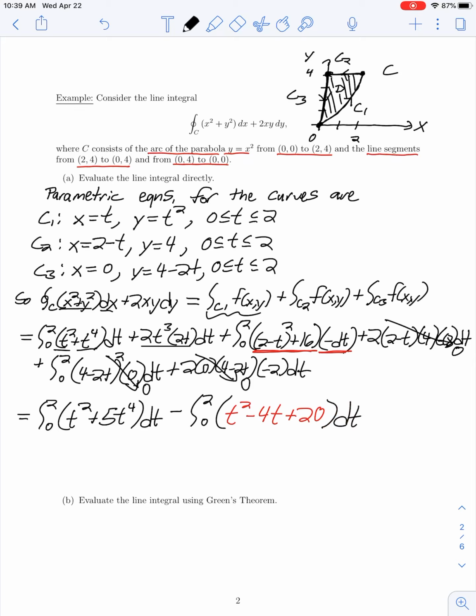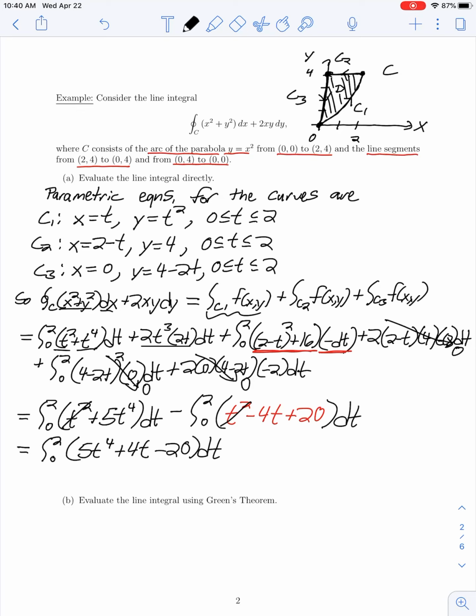So in our last step, we can evaluate these two integrals and see what we get. Since we're integrating over the same interval, I might prefer to combine some like terms first. So we would have a t squared and then minus t squared integrated over the same interval. So if we simplify first, we've got the integral from 0 to 2 of 5t to the fourth, then minus the negative 4t gives me a plus 4t, minus 20 dt.